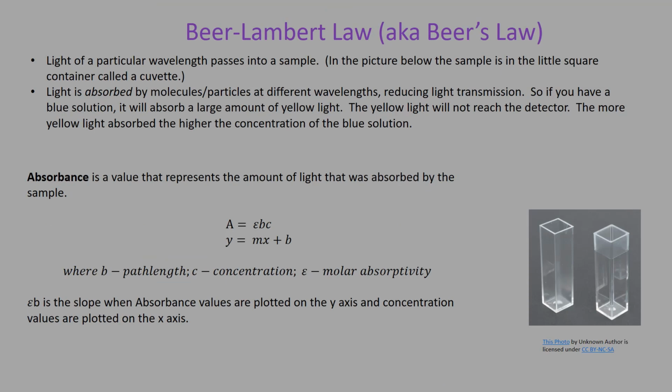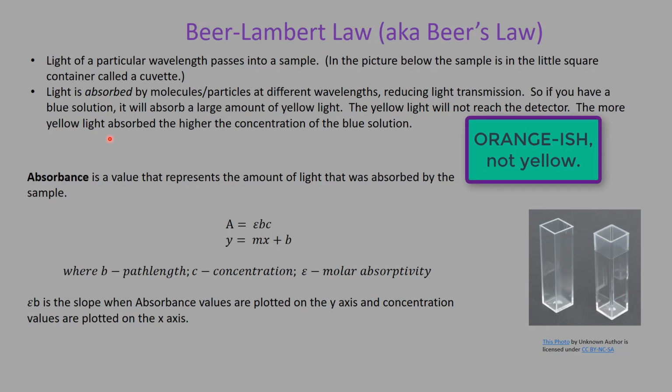All right, so light of a particular wavelength passes into a sample, right? And so this is a cuvette. It is a little square container. And light is absorbed by molecules or particles at different wavelengths, reducing light transmission. So if you have a blue solution, it will absorb a large amount of yellow light. The yellow light will not reach the detector. The more yellow light absorbed, the higher the concentration of the blue solution.